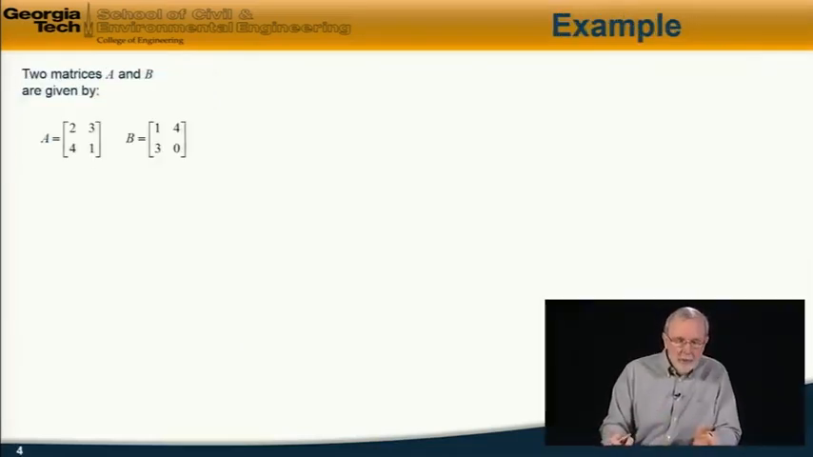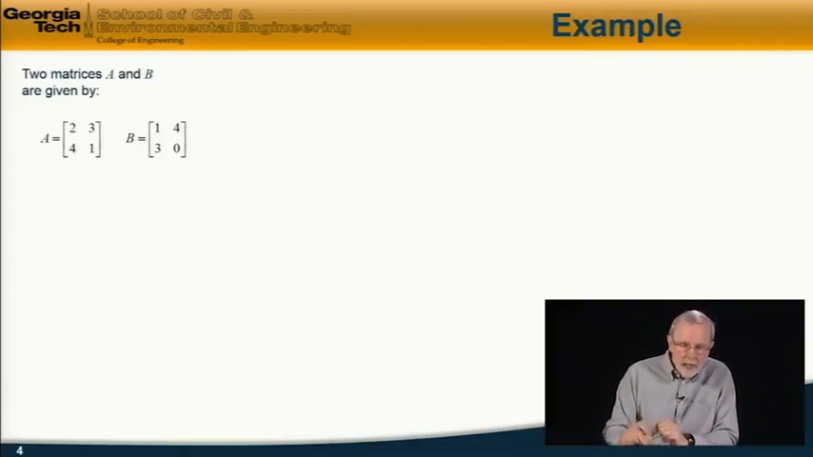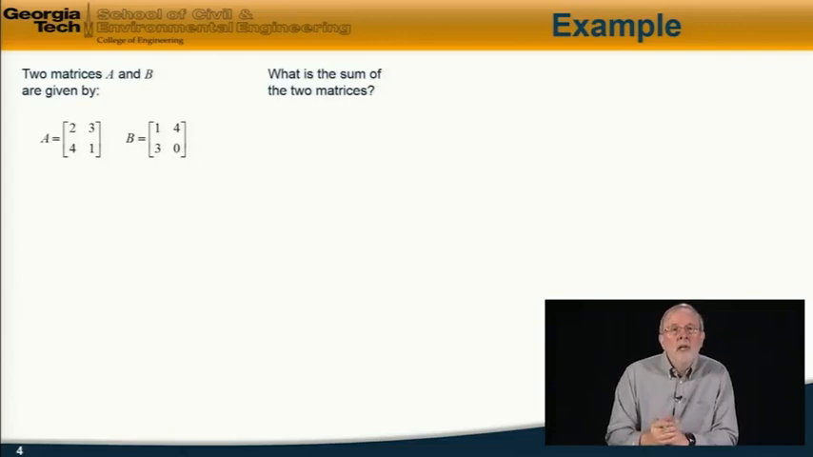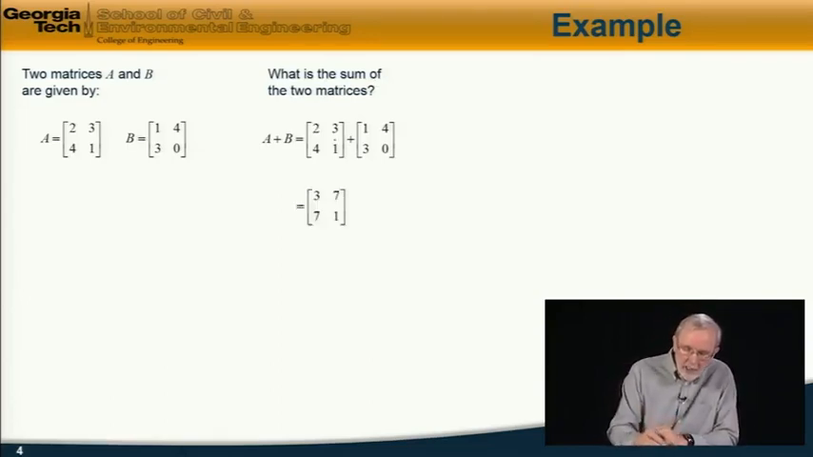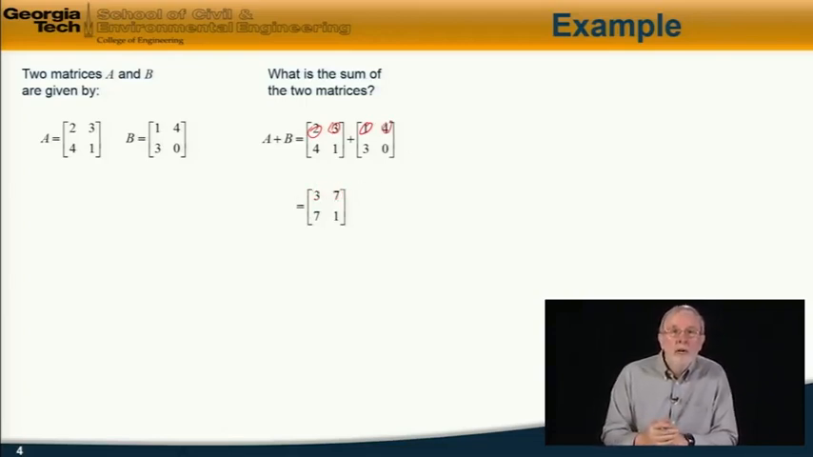So let's do some examples. We have 2 matrices, A and B, which are given here. And the first question is, what is the sum of the 2 matrices? So to sum them up, we simply add up the corresponding elements. So the first element here is 2 plus 1. This element, 7, is 3 plus 4, etc. So here is the sum of those 2 matrices.